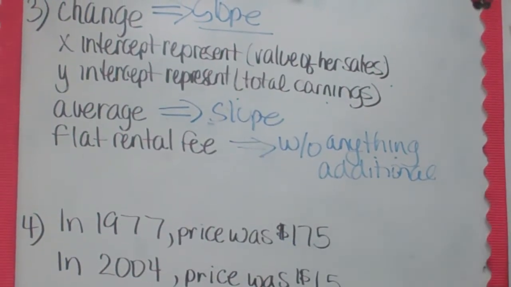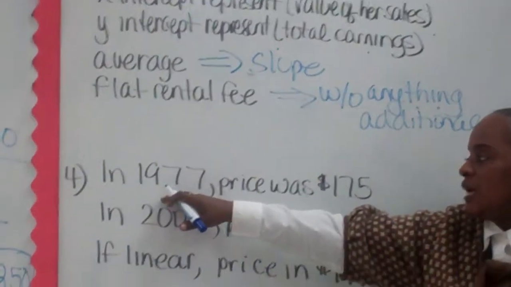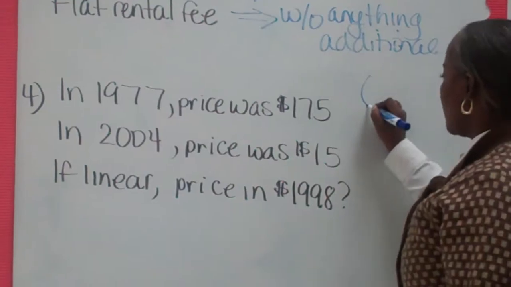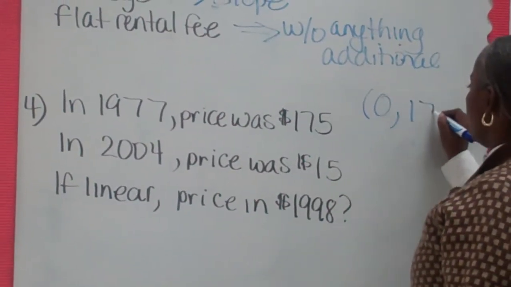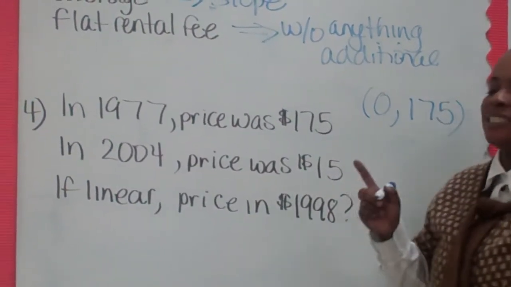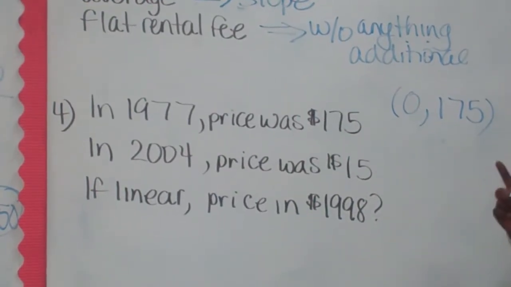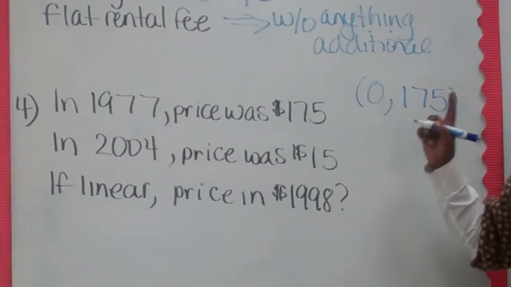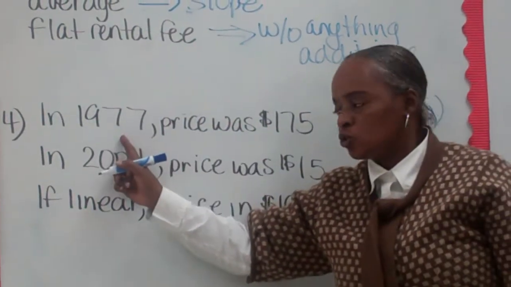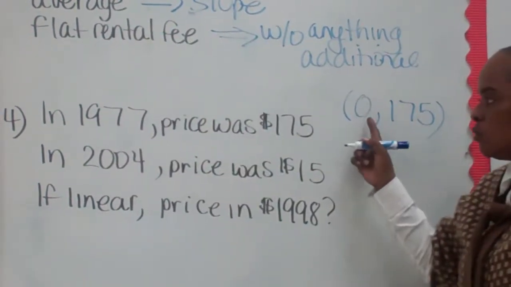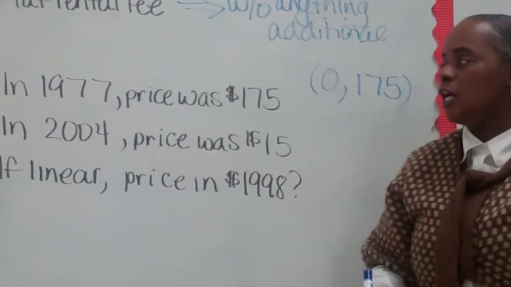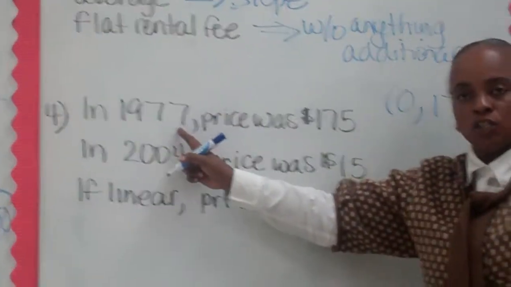Alright, now in problem number 4, I want to use the graphing calculator to do problem number 4. In 1977, the price was $175. So for that one, I'm going to put 0, 175. Notice I did not put 1977 here. You are not to do that. That's your initial starting place, so you let that be 0. If the problem does not tell you, most of them will, you let their initial place be 0.